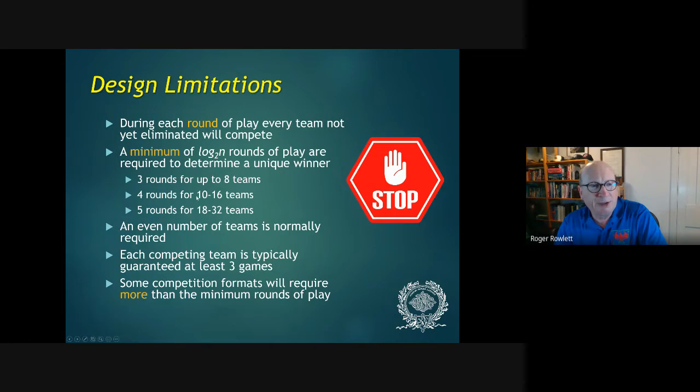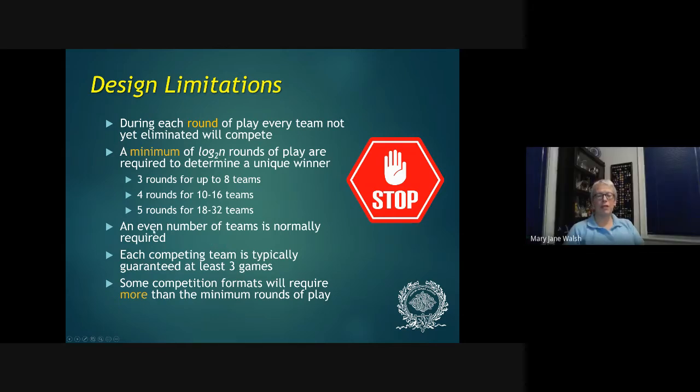For 10 to 16, you'll need 4 rounds of play. And for 18 or more teams, you'll need 5 rounds of play up to 32. I don't think anyone's going to be running a 32-team event. I would say most events are going to probably be around 16 teams. If they're over 16, just as a reminder to the college students, you have to get permission from Gordon before you can run that.